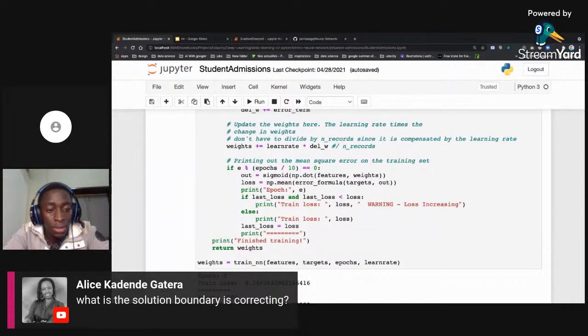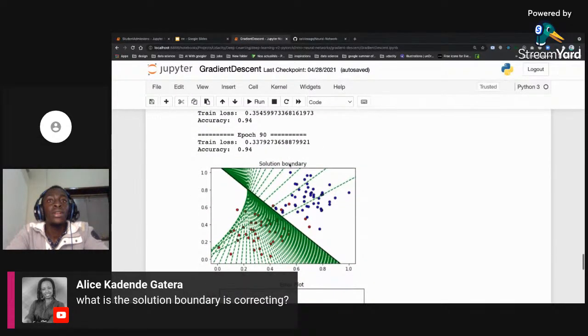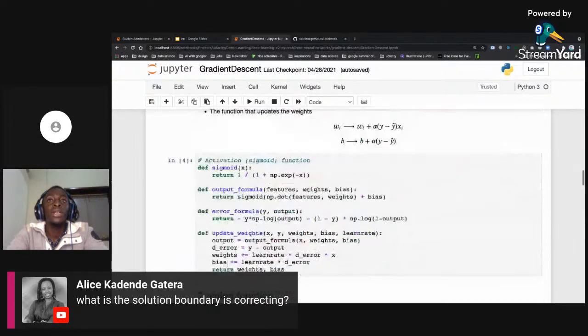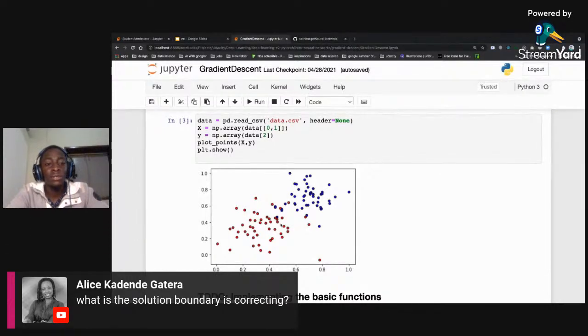What is the solution boundary correcting? I don't know if I'm getting you well. If you are talking about this solution boundary, actually you have this data and you want to correctly classify them. Correctly doesn't mean you have to be 100% correct. As you can see here, it's quite complicated to be 100% correct. But if you draw it down here, that means you have a small amount of error. At some point I misclassified, that's okay.